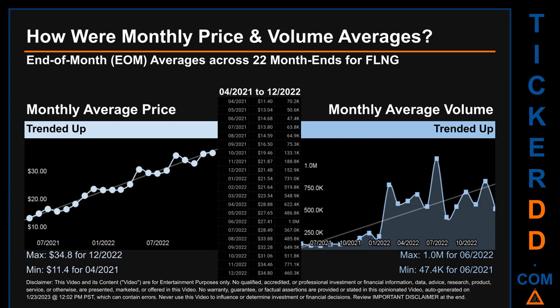How were price and volume averages for FLNG? Across 448 trading days, there were a total of 22 month ends, of which monthly averages for daily price and volume were calculated. Overall, monthly price average trended up while monthly volume average trended up. The maximum end of month average price was $34.80 for 12/2020, while the minimum was $11.40 for 04/2021. Looking at volume, 06/2022 and 06/2021 respectively saw the highest and lowest monthly average volume at 1 million and 47.4 thousand.